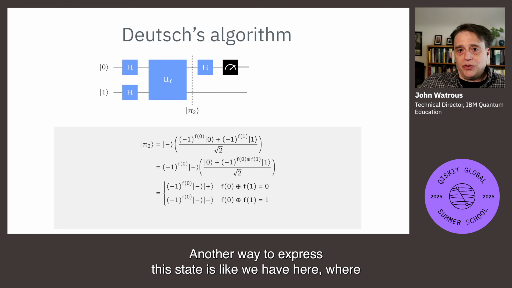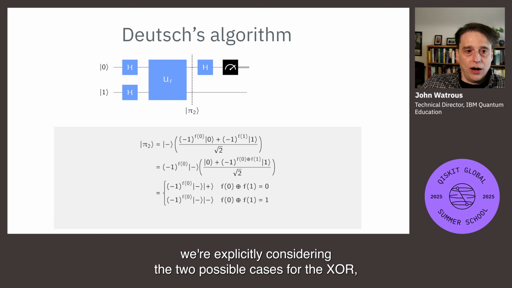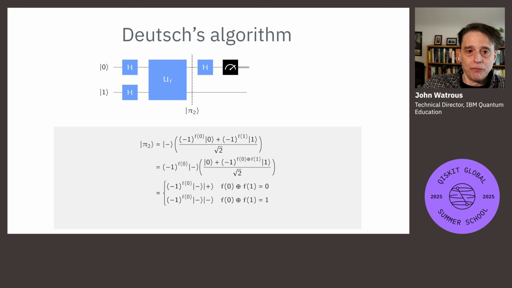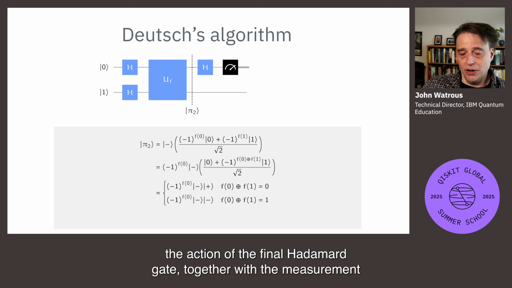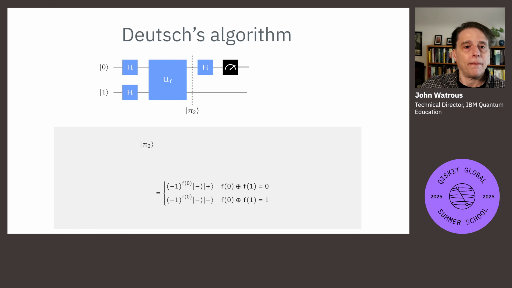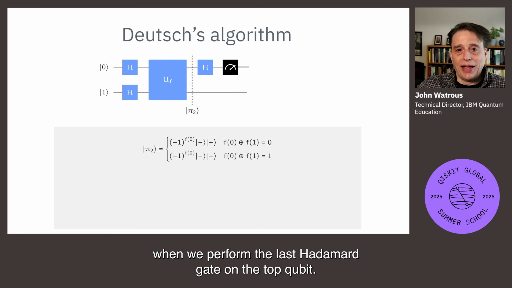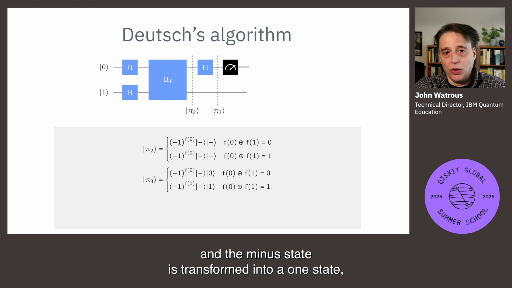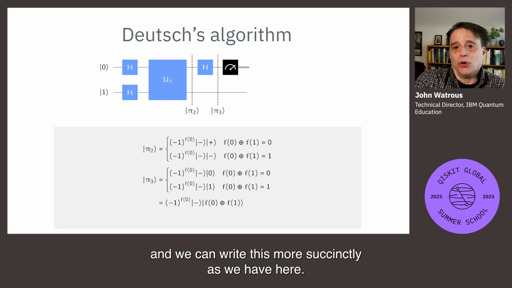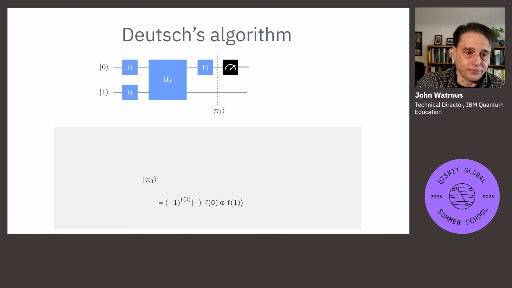Another way to express this state is like we have here, where we're explicitly considering the two possible cases for the XOR, and that's a convenient way to express the state as we consider the action of the final Hadamard gate together with the measurement. When we perform the last Hadamard gate on the top qubit, the plus state is transformed into a 0 state, and the minus state is transformed into a 1 state, and we can write this more succinctly as we have here.